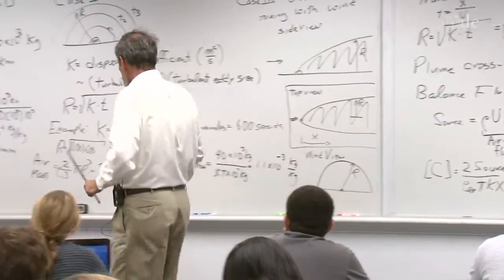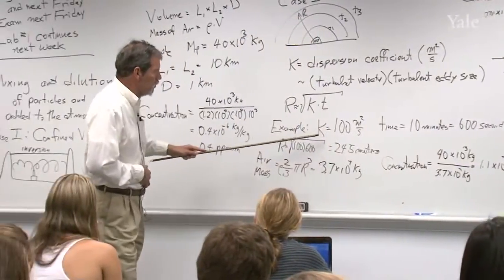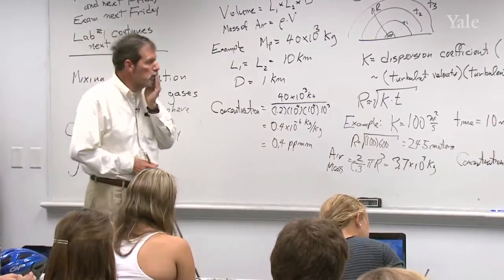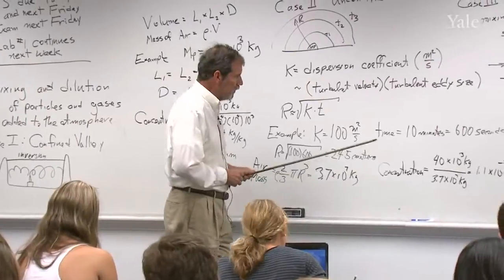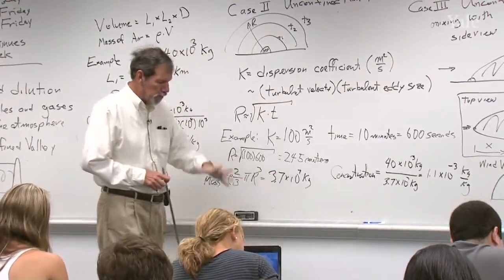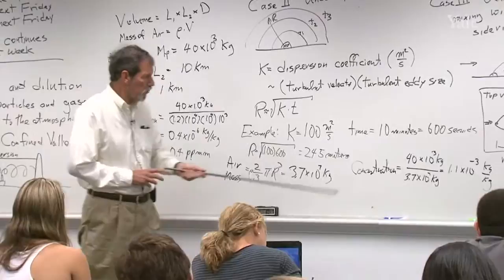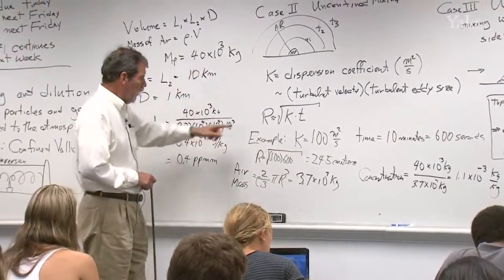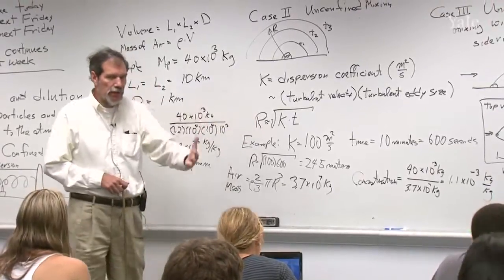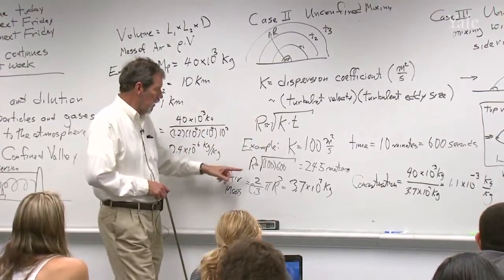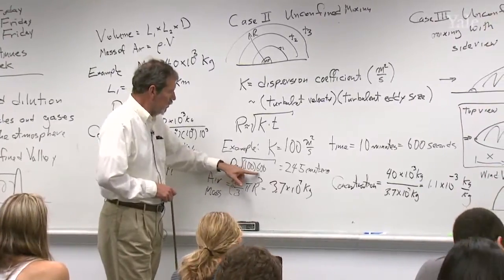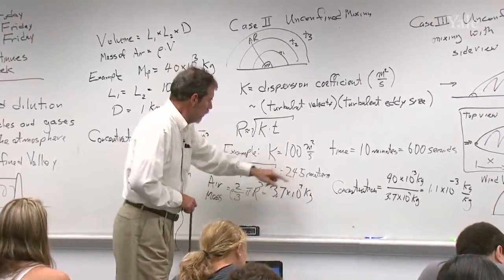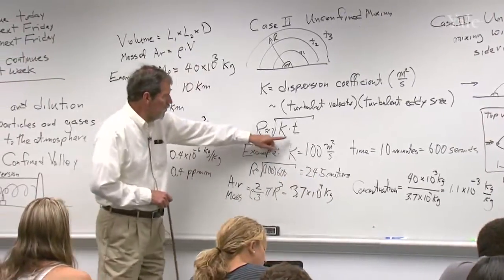So let's carry out this example then. Let's say the dispersion coefficient on this day is 100 meters squared per second, and that the time we're going to wait after the pollutant was suddenly put in is 10 minutes. Well, that's 600 seconds. So the first thing is to compute the radius of that hemisphere that contains the pollutant. It's the square root of 100 times 600, and that's about 245 meters.